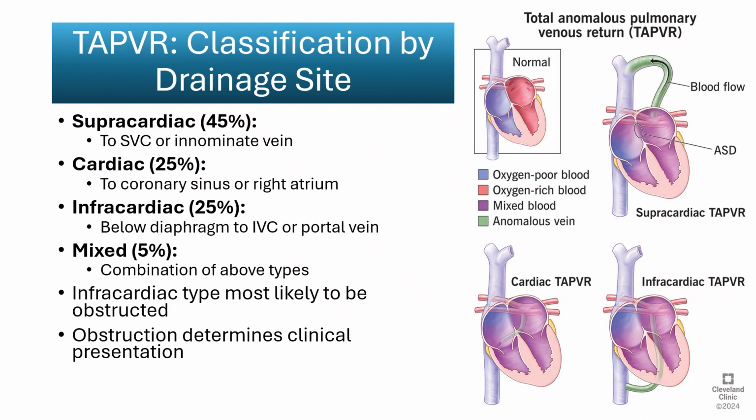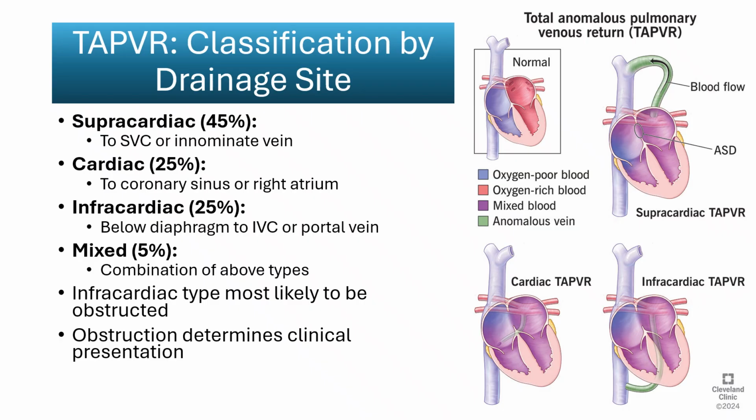TAPVR is classified by where the pulmonary veins drain. In the supracardiac type, which accounts for about 45% of cases, pulmonary veins connect above the heart, usually to the superior vena cava or innominate vein. In the cardiac type, about 1/4 of cases, the pulmonary veins return to the coronary sinus or directly into the right atrium. The infracardiac type, also about 1/4, drains below the diaphragm into the portal vein or inferior vena cava. This variant is most likely to be obstructed because blood must pass through abdominal venous pathways before reaching the heart. The mixed type, about 5%, combines more than one drainage pattern.